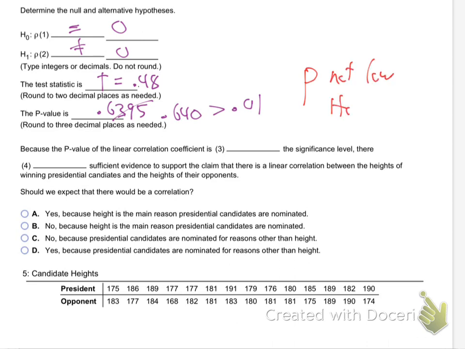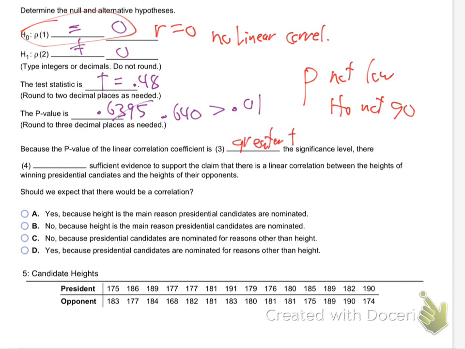So the H0 does not go. All of our results have kept the null hypothesis. R is 0, no linear correlation. Almost everyone I've done, I think everyone I've done tonight has been that way, hasn't it? Because the p-value of linear correlation is greater than the significance level, there is not sufficient evidence to support the claim.